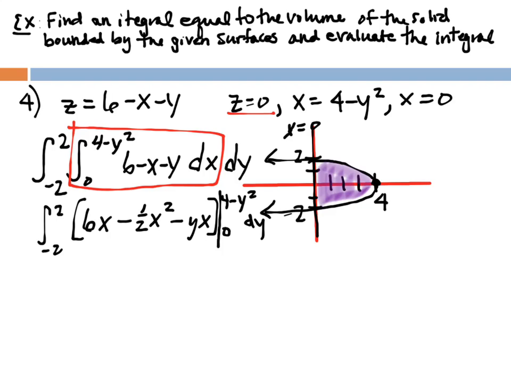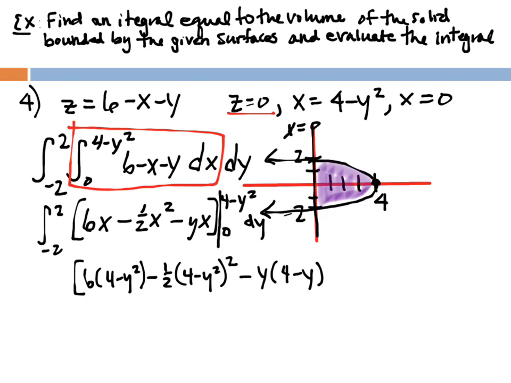Okay, so let's actually do the evaluation then. So we've got 6 times 4 minus y squared, minus 1/2 times 4 minus y squared, squared, minus y times 4 minus y squared. And we already said this is then minus 0, so I'll write it in there just as a reminder that we did, in fact, check that.